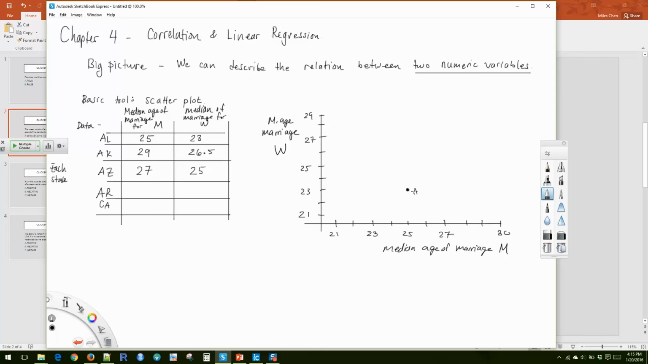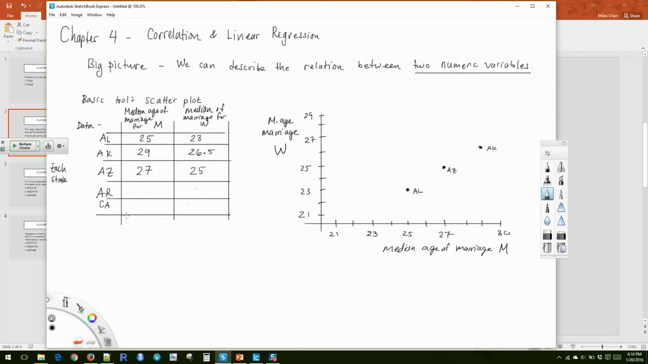This would be Alabama. And then Alaska gets a dot at 29, 26 and a half. So I'm just kind of eyeballing this right there. And Arizona at 27 and at 25. A dot right there, okay?